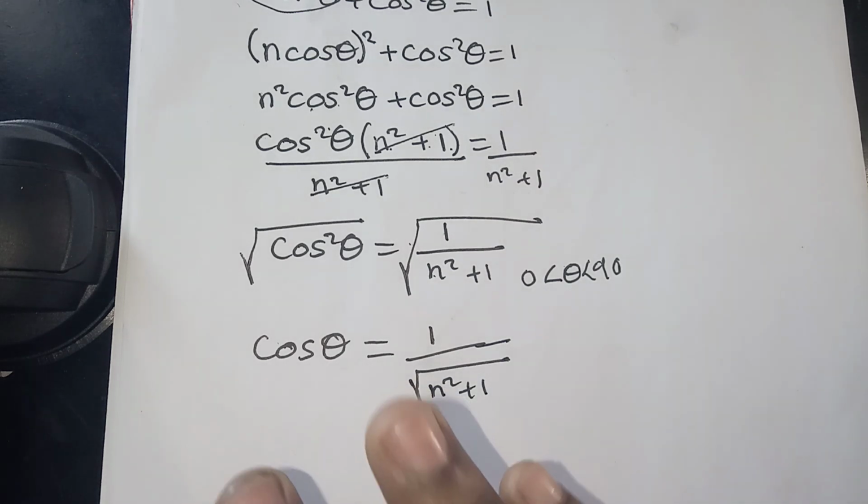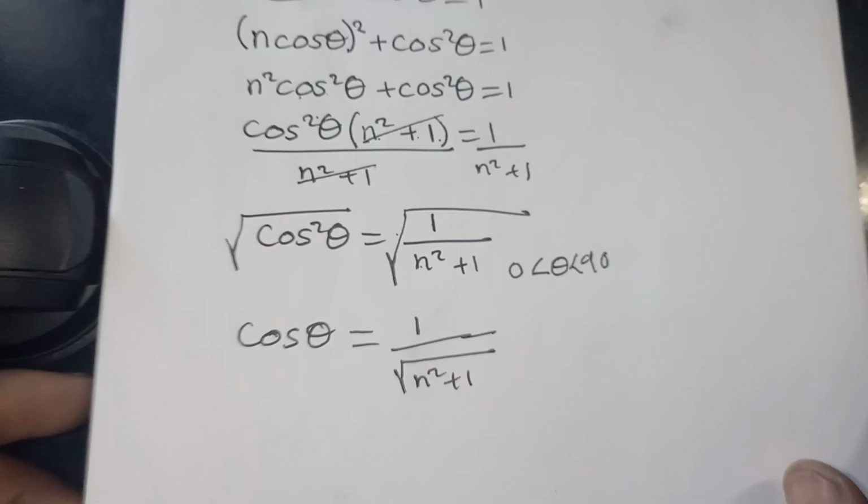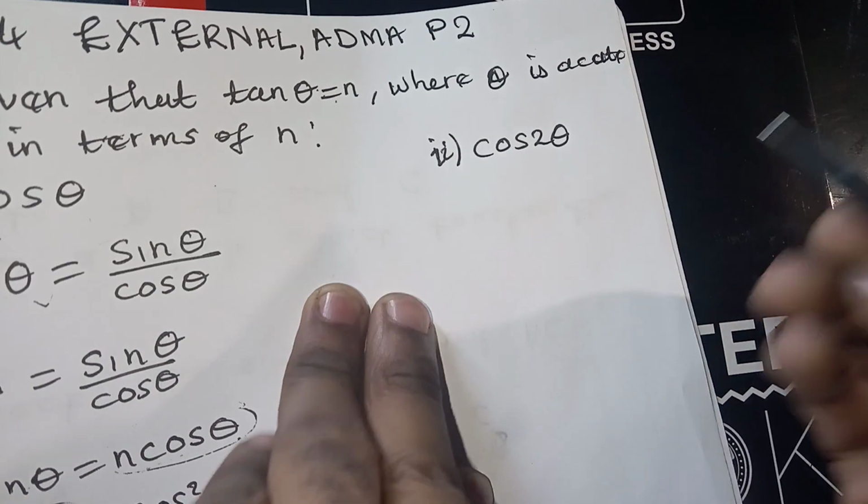If the angle was not acute, if let's say the angle was in the second quadrant, in the case of an obtuse angle, then this would have been a negative number. Okay, let's proceed to the next one.